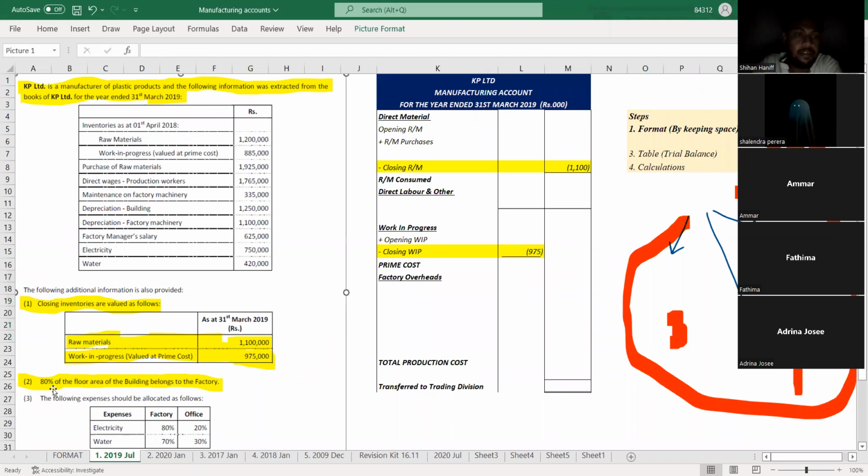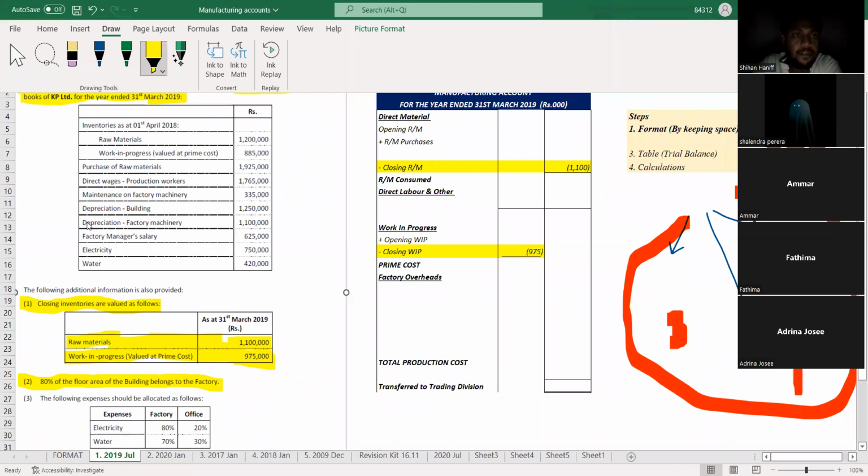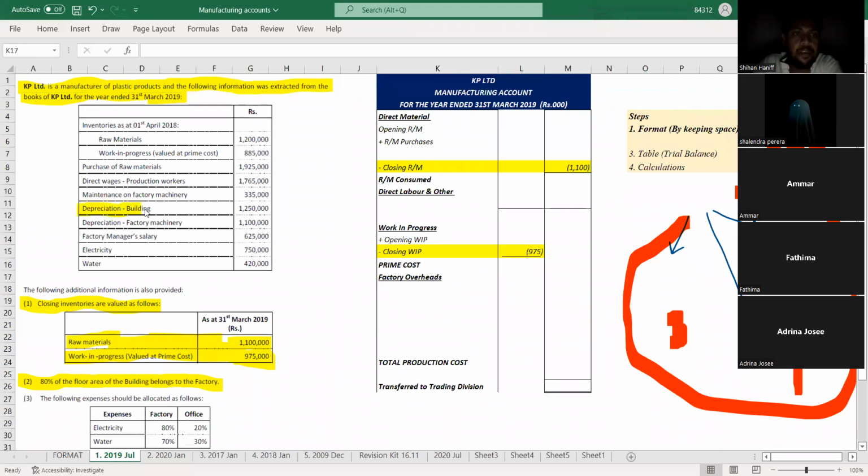I'll repeat, any expense related to the factory, we have to take under manufacturing account, under factory overheads. Anything related to office, administration, we have to take to the income statement under the administration heading. Anything related to selling and distribution goes to selling and distribution expenses. Okay, so here what we have is 80% of the floor area belongs to the factory. Now you go to this table and check for building related expenses. We have depreciation of the building, 1,250,000.